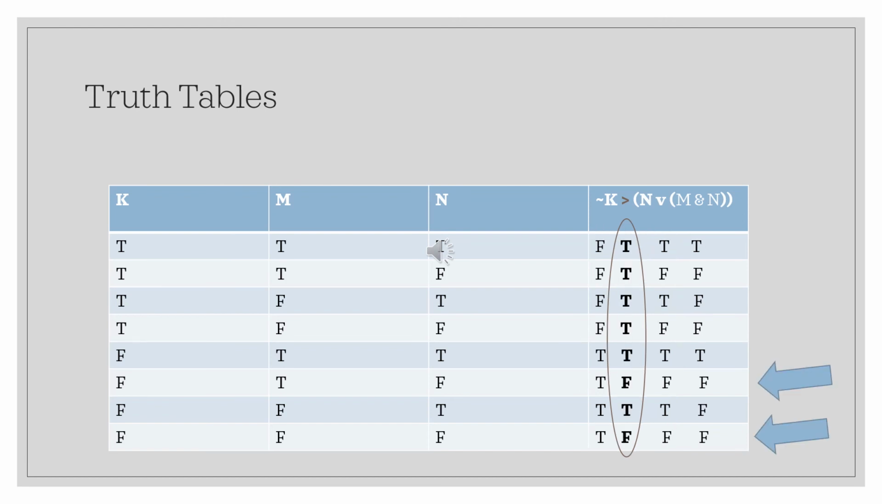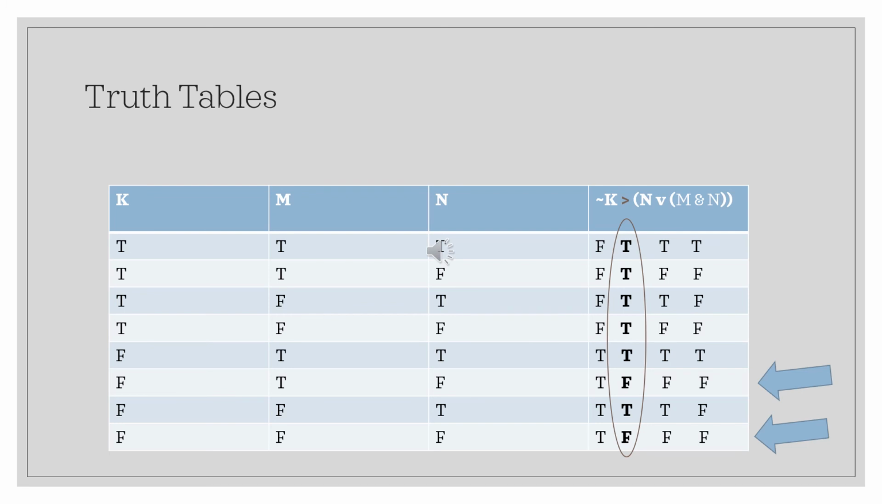So now we'll compute these things. The first one, not K, is false, and N or M and N is true. Well, we know that's going to be true because the antecedent is false. Similarly for the next three. So in rows 2 through 4, the antecedent is false, and remember the truth function for the conditional says that the conditional is true if the antecedent is false or the consequent is true.